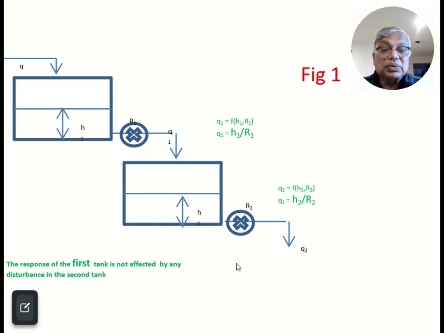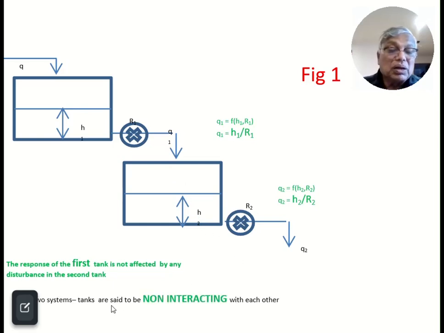In this type, the two tanks are said to be non-interacting with each other. Or let us go to the general definition: the two systems are said to be non-interacting with each other. So what is the meaning of non-interacting?